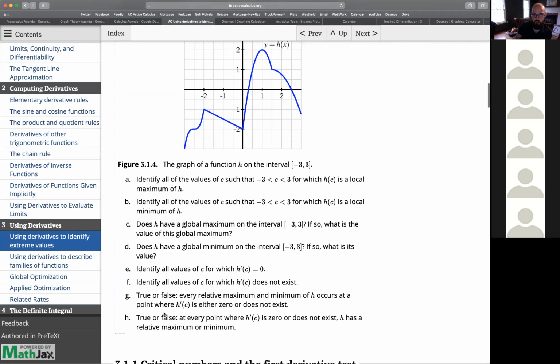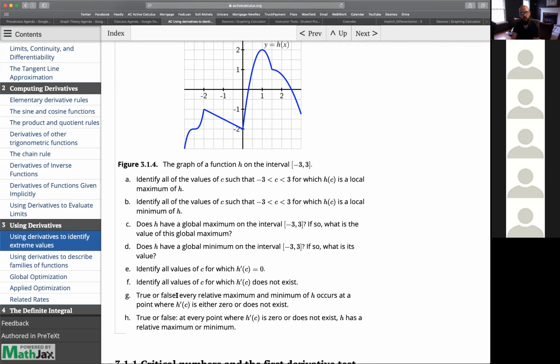So that's nice. But if you look at all the different points where h prime of c is 0 or does not exist, it doesn't necessarily have a relative max or min, because at this corner point the derivative does not exist, and that is neither max nor min. And then same over here at -2.5, we would have a horizontal tangent line, but it's neither a maximum nor a minimum value.